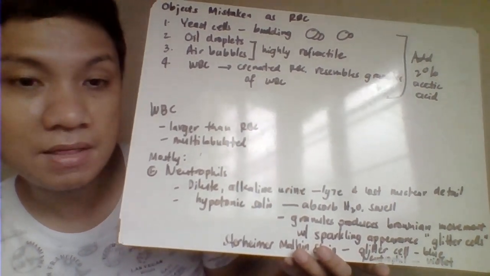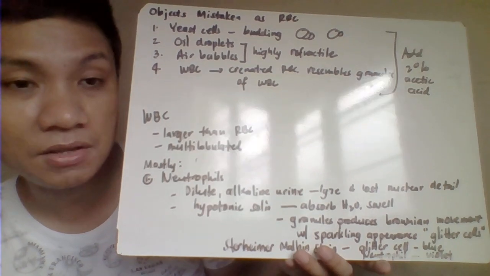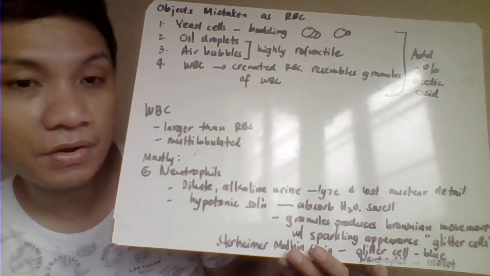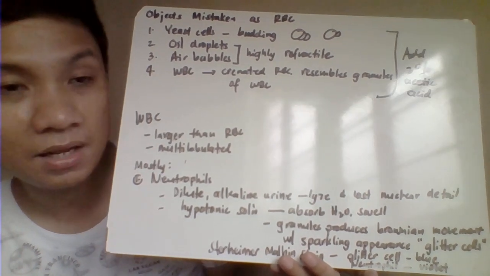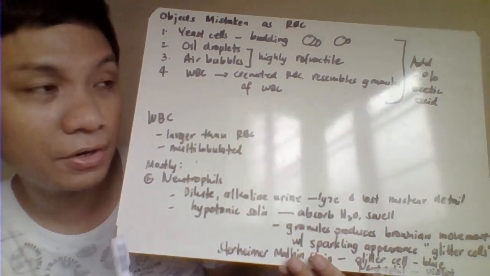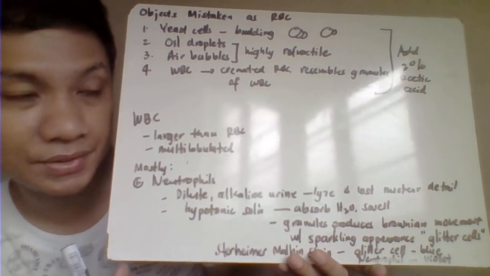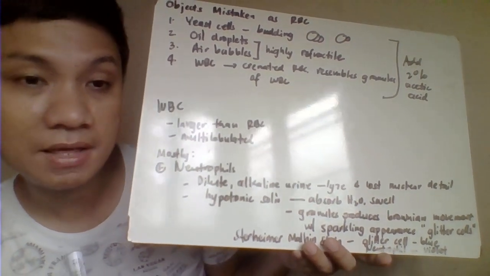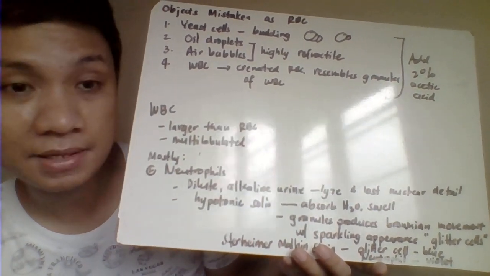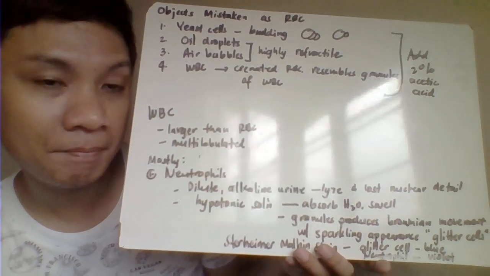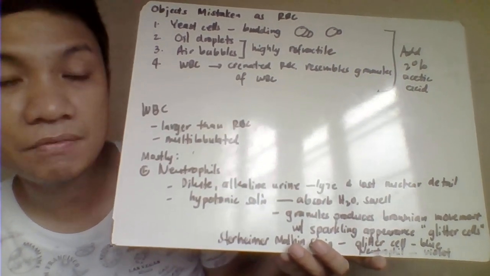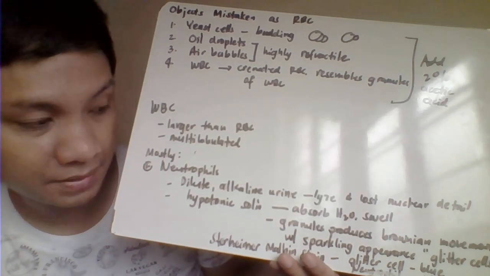So the best way to identify those substances as not your RBC is by addition of your acetic acid. Acetic acid would lyse the red blood cells but not your other objects or structures. Therefore, that would identify your RBC. If you add acetic acid and it disappears, that's your RBC. But if it is still there after addition of acetic acid, it means it's not your RBC.